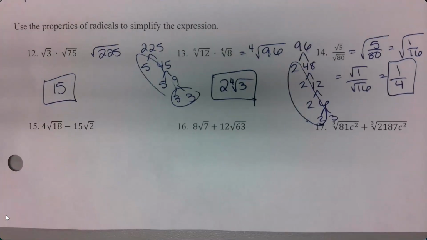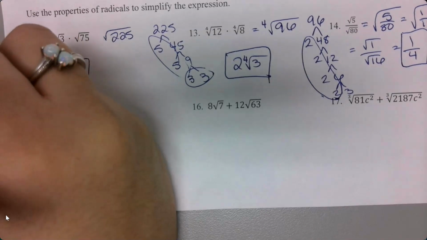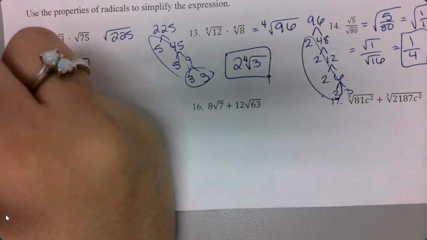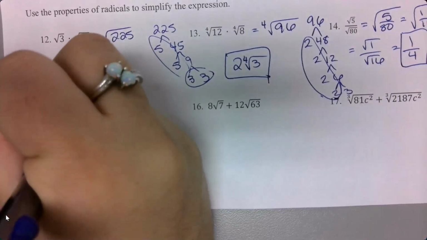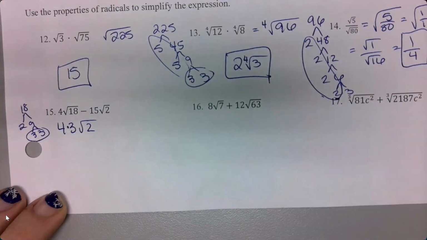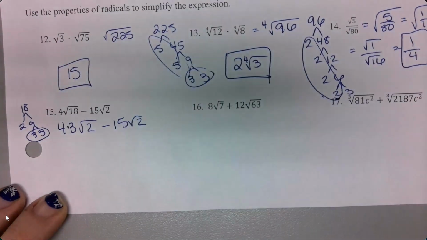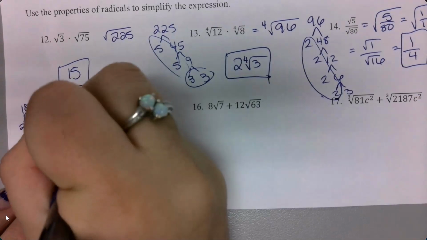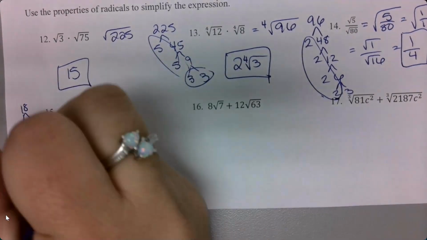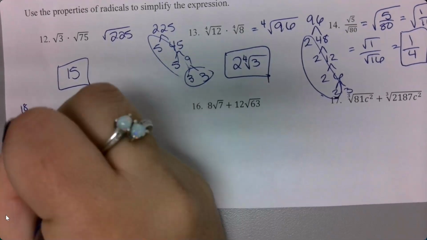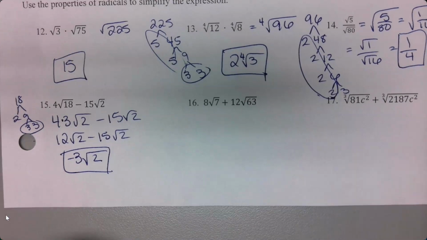On number 4, I want to simplify this radical. I'm going to factor tree 18. It gives me 2 and 9, 3 and 3. I have a group of 3's I can take out. So I have 4 times 3 with a leftover 2 in the radical. And then the minus 15 square root of 2 stays the same. 4 times 3 is 12. So I have 12 square root of 2 minus 15 square root of 2. 12 minus 15 is negative 3. And then the square root of 2 part stays alone.